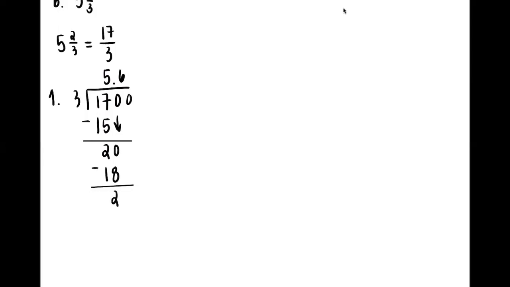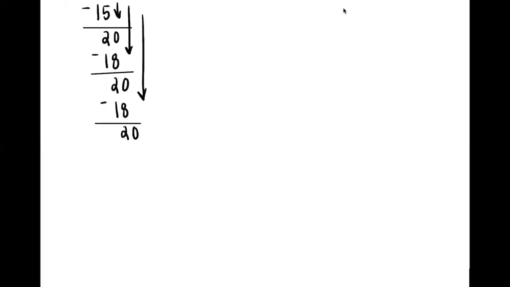Yet again, 3 does not go into 2, so we need a 0 to help us out. 3 goes into 20 yet again 6 times. 3 times 6 is 18. And yet again, 20 minus 18 gives a difference of 2. One more 0 to pull down. And there we get our last 6, since 3 goes into 26 times.